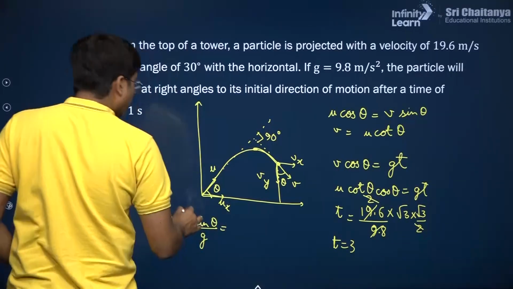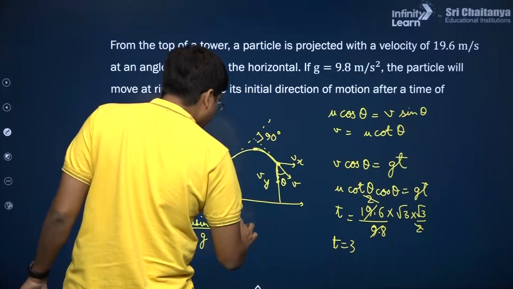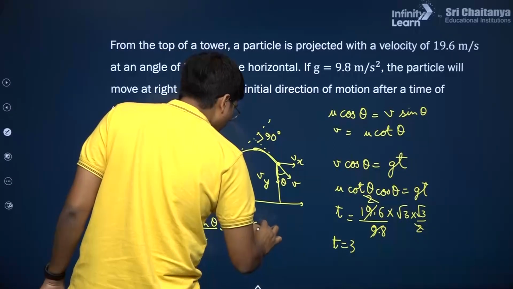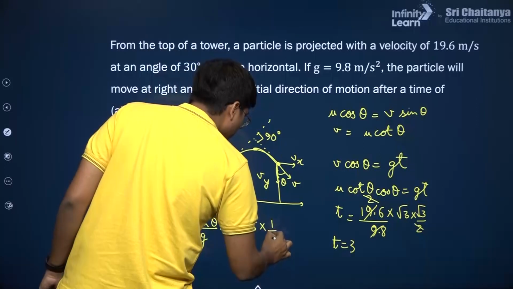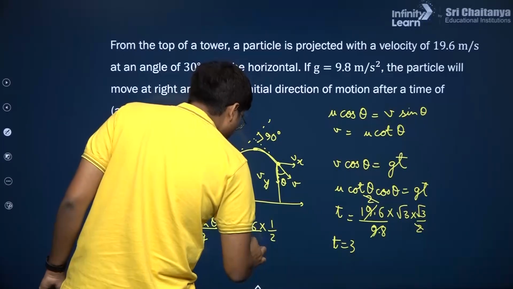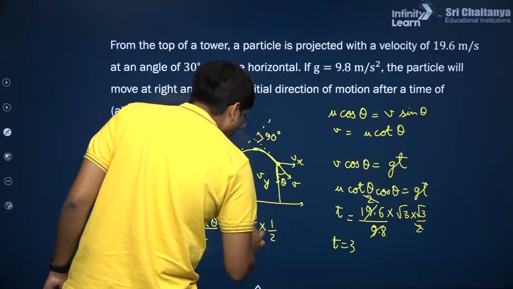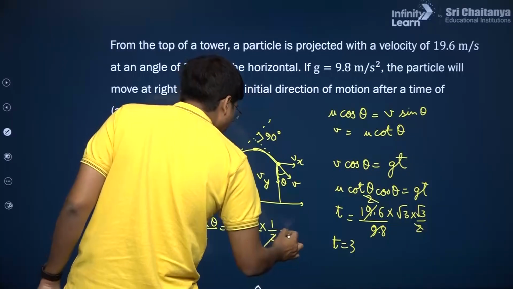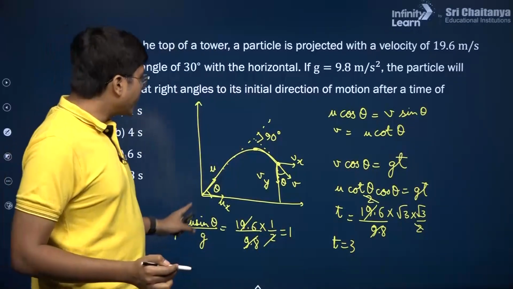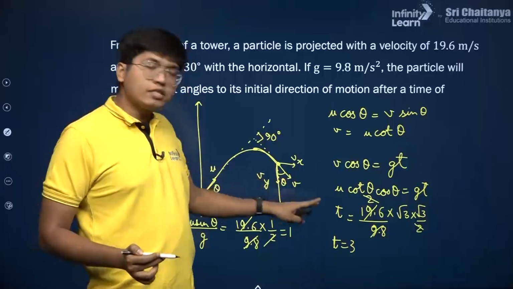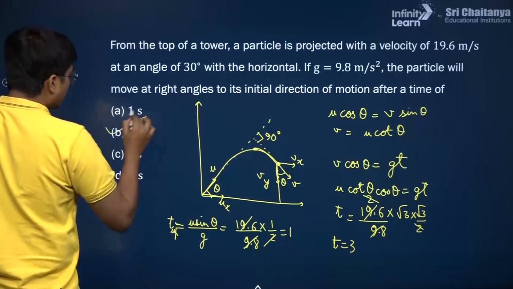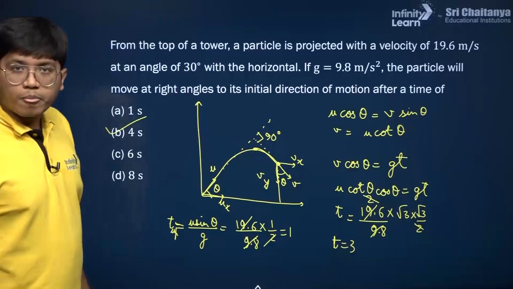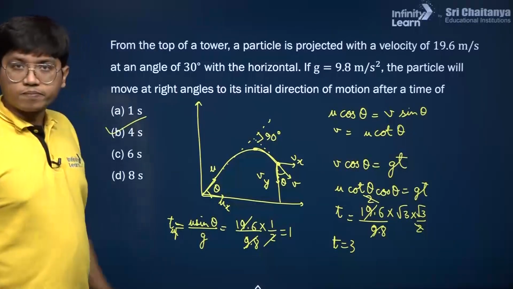So if you do that, you get u value is 19.6 into sine theta, sine of 30 is half, divided by g, that is 9.8. So they all cancel out, you get it as 1. So 1 second is the time taken to go here, and from here to down here is 3 seconds. So that means the total time is 4 seconds over here. That is our correct answer.